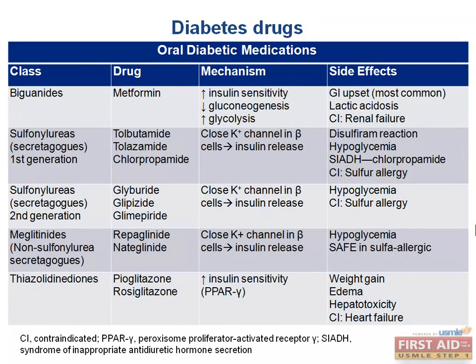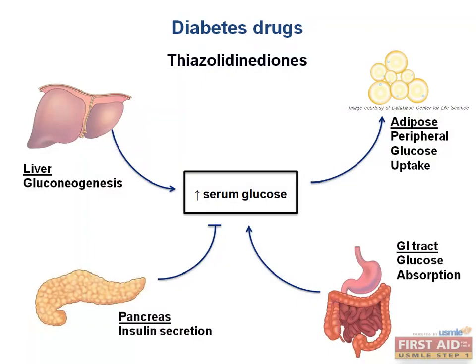The thiazolidinediones, which include pioglitazone and rosiglitazone, act to increase insulin sensitivity in peripheral tissues by binding to the PPAR gamma nuclear transcription regulator. Major side effects of these drugs include weight gain, edema, and hepatotoxicity, and they are contraindicated in patients with heart failure. In our diagram, where are the thiazolidinediones going to act? Right, on peripheral tissues, specifically adipose tissue.